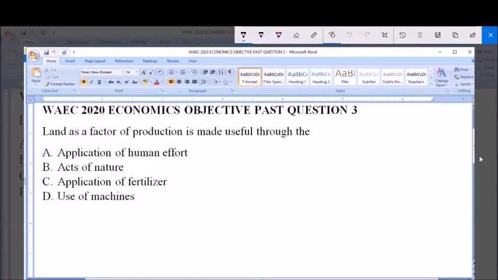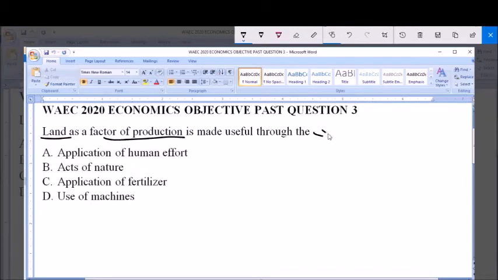Hello and welcome. I will be answering WAEC 2020 Economics Objective Past Question 3. Land as a factor of production is made useful through the A. application of human effort, B. acts of nature, C. application of fertilizer, D. use of machines.